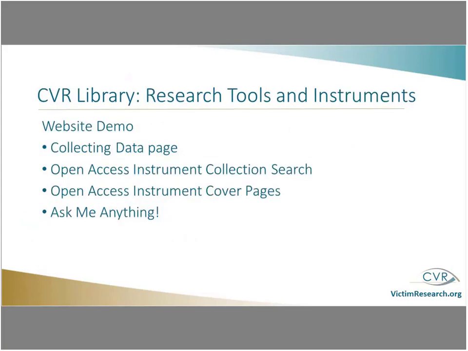Even if you don't register, though, you can still use CVR Library's public collection, and that collection includes more than 1,400 free materials, all of which we've cataloged and tagged so that you have one place that you can find research that's relevant to victim services. Today we'll be focusing on one of CVR's public collections, and this is our public collection of open access instruments.